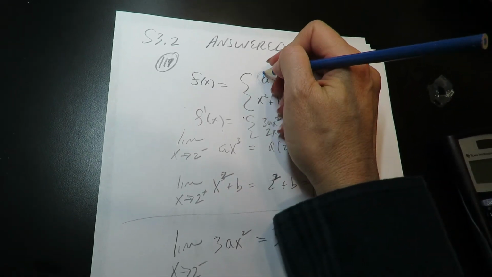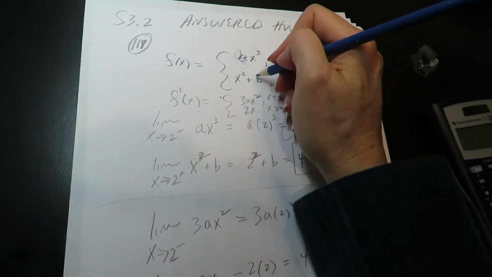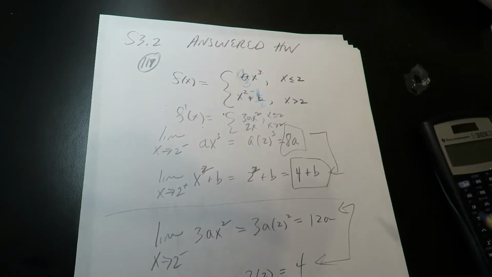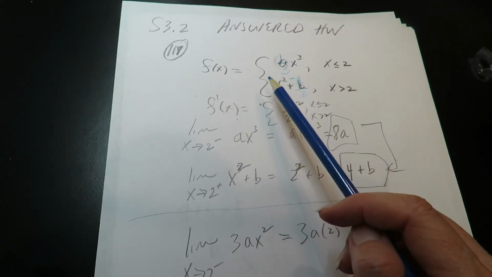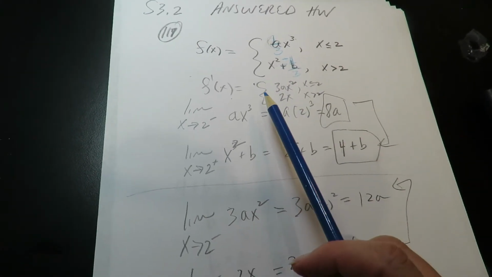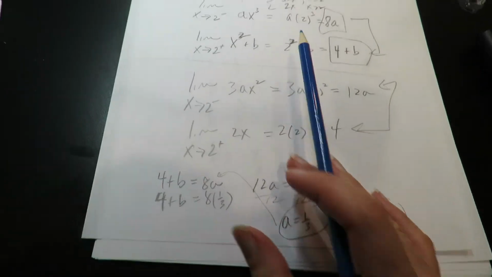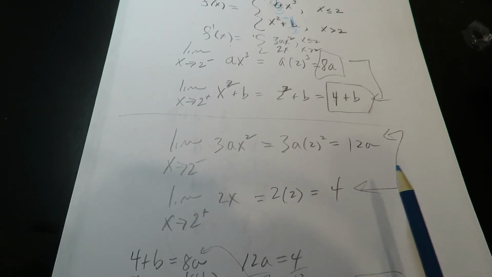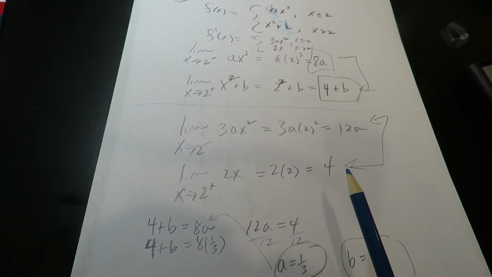So A is going to end up being 1/3. And B is going to end up being -4/3. So now you have a function that is differentiable everywhere. It satisfies the condition for continuity, and it satisfies the condition for differentiability because the limits from each side approach each other, so it will indeed be that value when you're at 2.